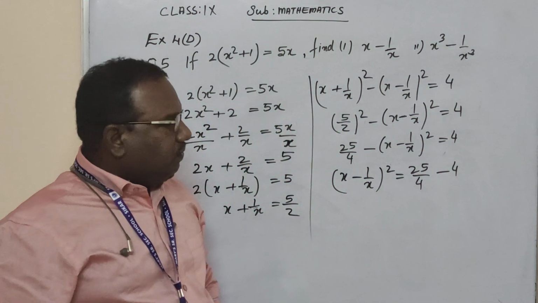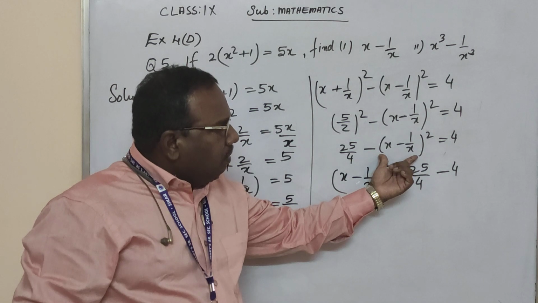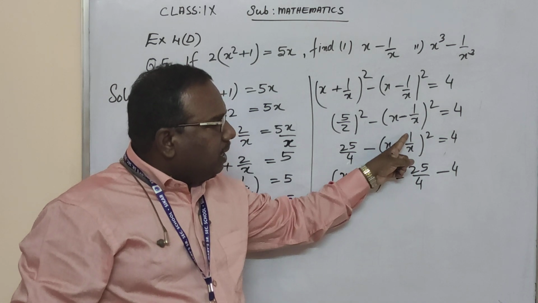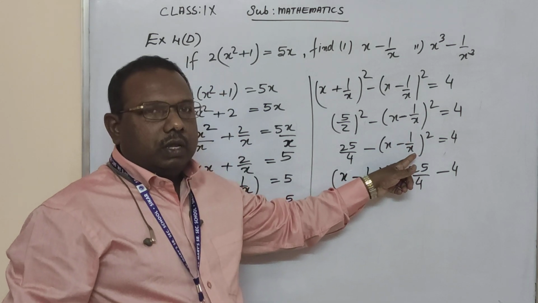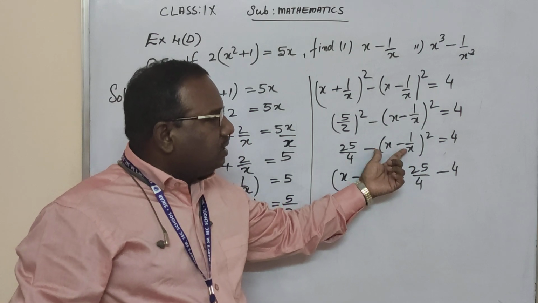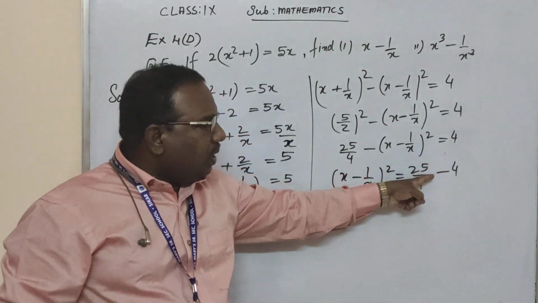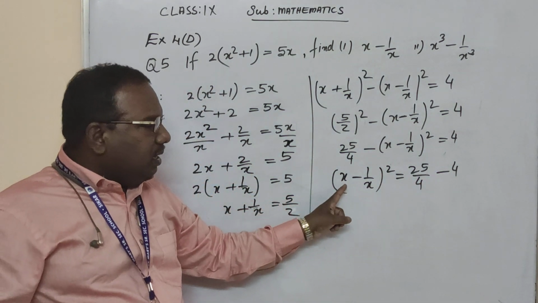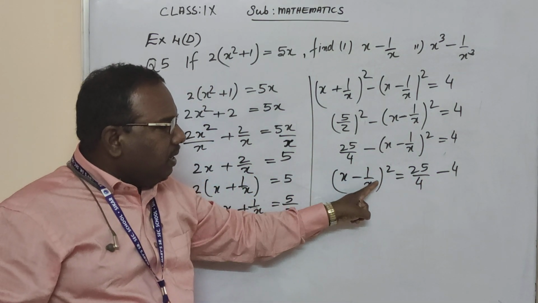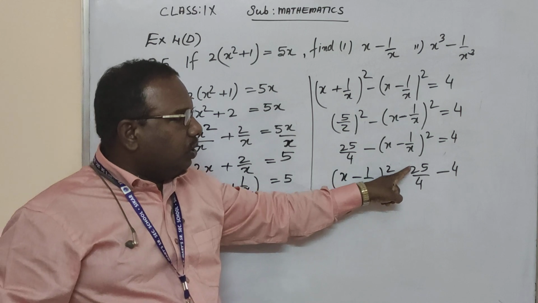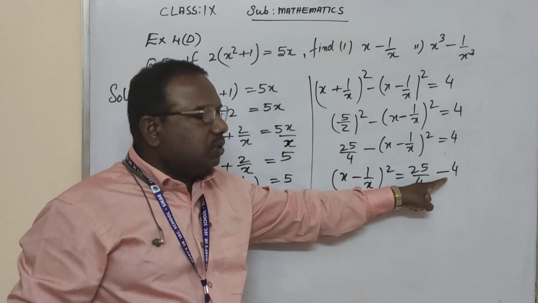Look at the board very carefully. Here we have minus (x minus 1 by x) all square. To make it positive, we are taking this term to RHS and bringing this 4 to LHS, so that we get (x minus 1 by x) all square is equal to 25 by 4 minus 4.